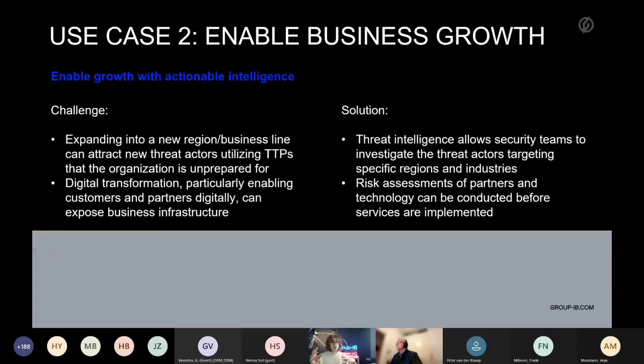And finally, maximizing investment value from existing cybersecurity investments. Every company has a limited budget, and many tools will provide a benefit. But which ones do we select, and which ones will provide the most benefit?